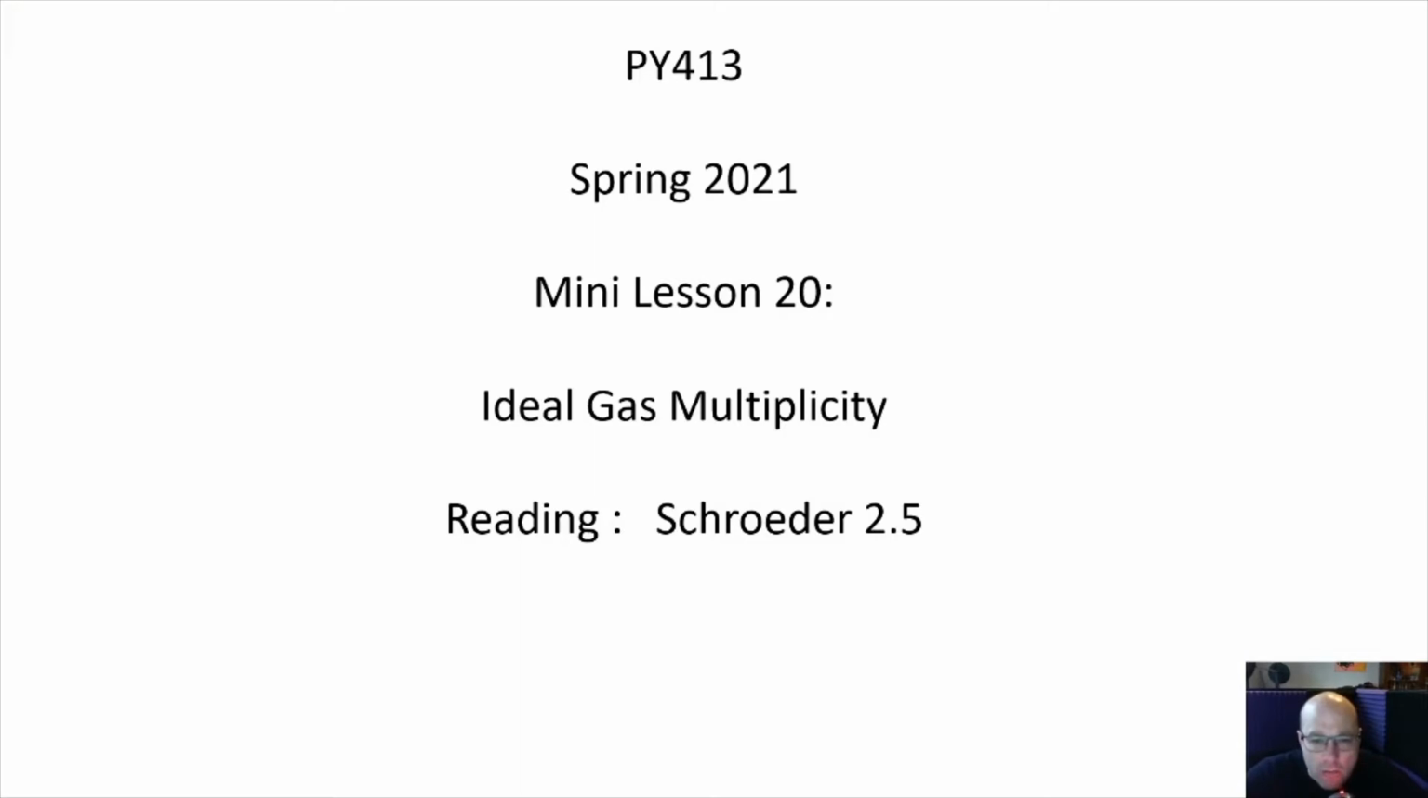Welcome to mini lesson 20. Today we're going to complete our calculation of the multiplicity of the ideal gas using phase space geometry tools. This is still from Schroeder section 2.5.